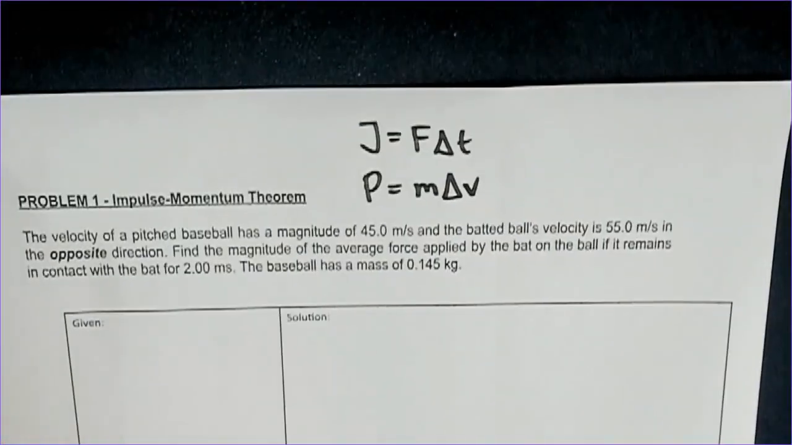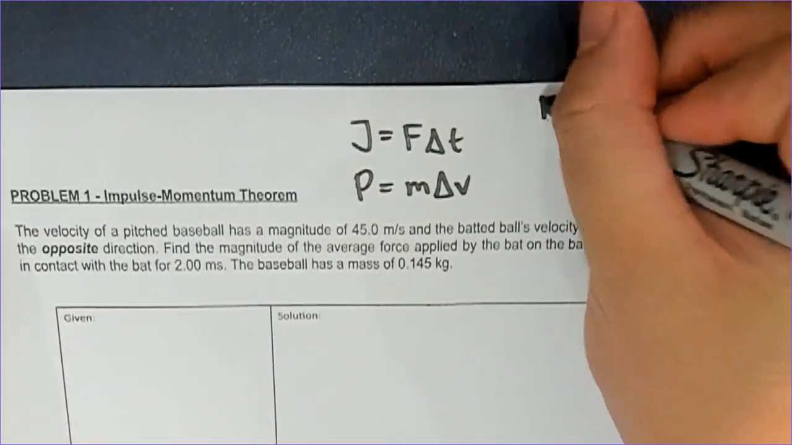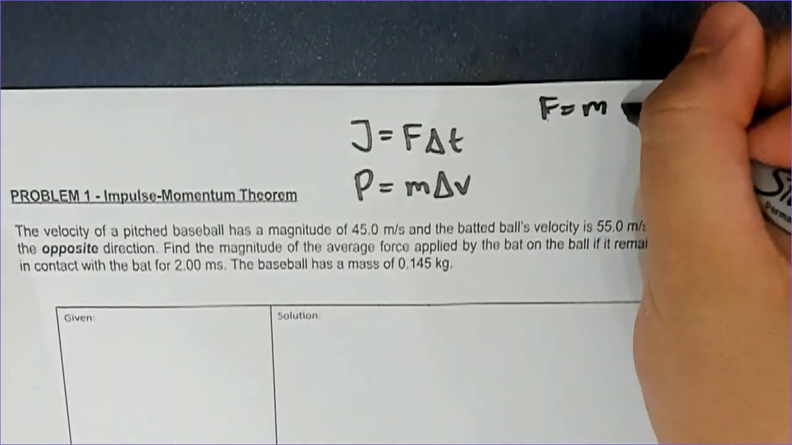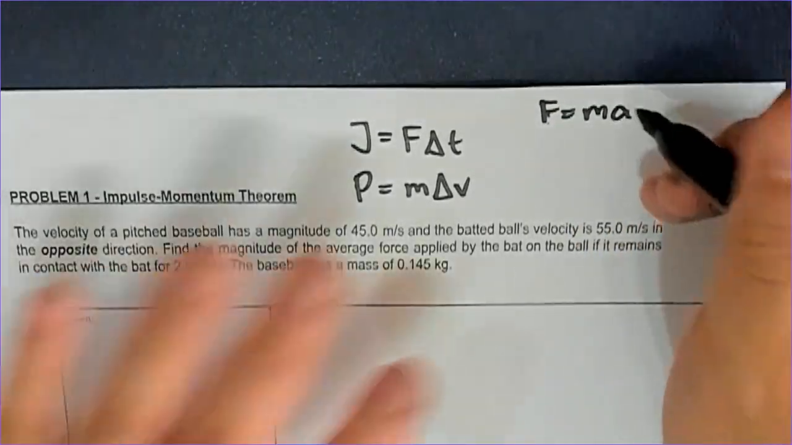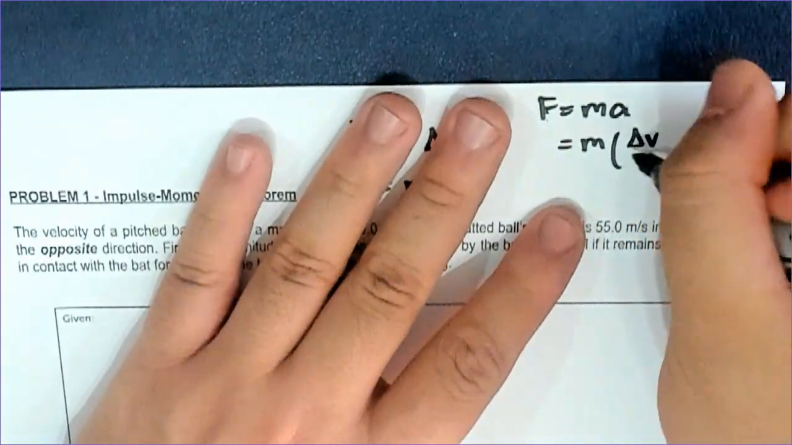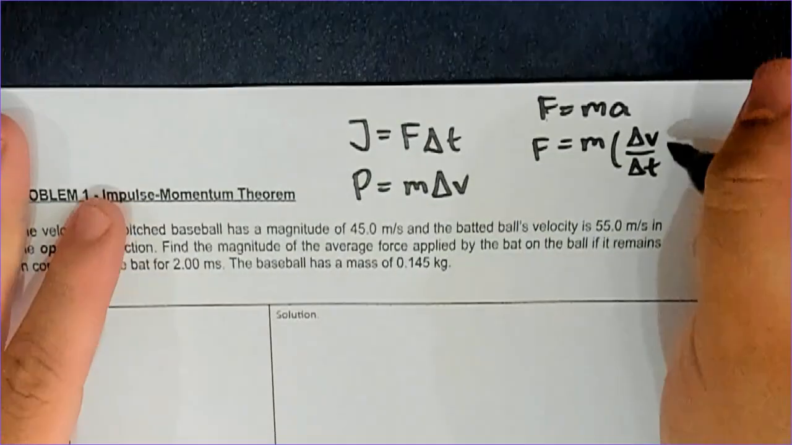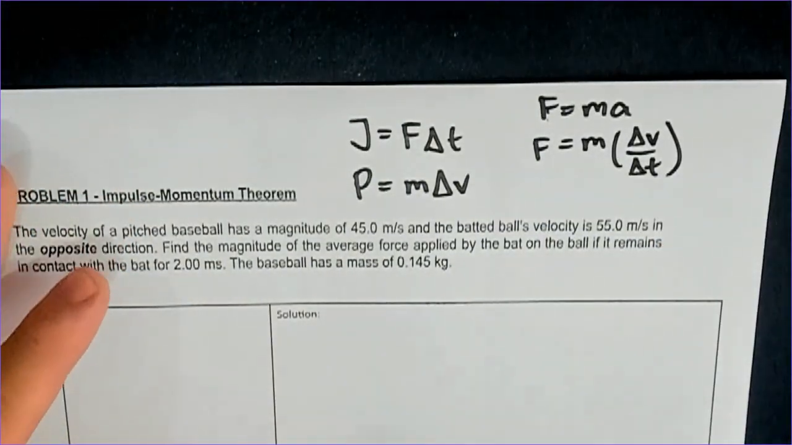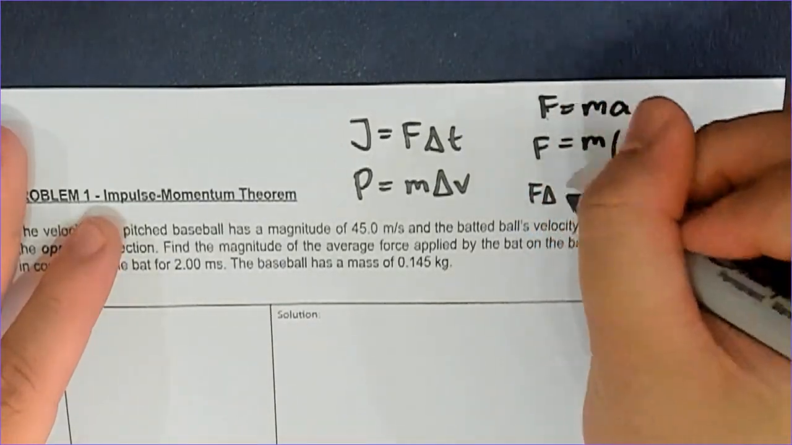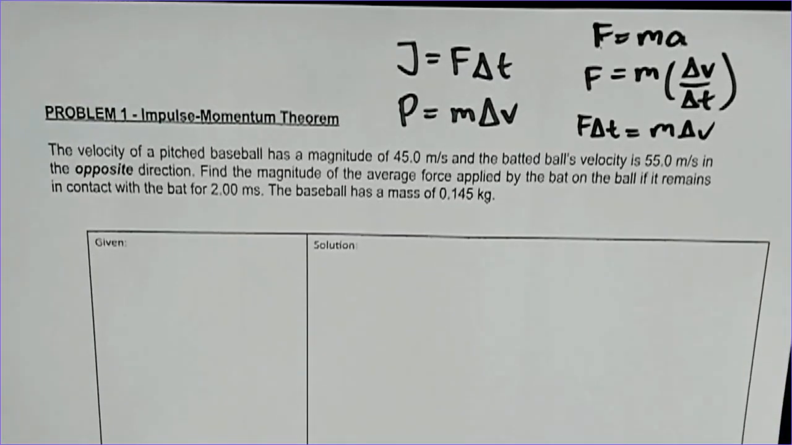So anyway, impulse and momentum are defined as such. Impulse is equal to F delta t, and momentum is equal to m delta v. Basically, this all comes from F equals ma, which is Newton's second law. Now a is equal to the change of velocity over the change of time, and therefore all you need to do is rearrange this to get that F delta t is equal to m delta v, and this is the impulse momentum theorem.